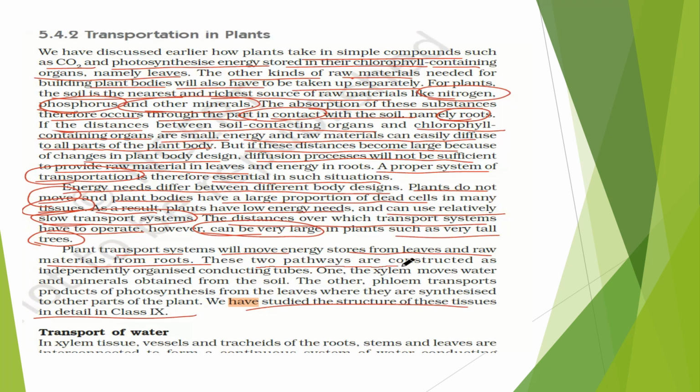Now these two pathways are constructed of independently organized conducting tubes. One is the xylem, which moves water and minerals obtained from the soil, and the other is the phloem, which transports the products of photosynthesis. That is, phloem is moving the food, and xylem is moving the fluid part, the water. Phloem transports the food from the leaves, where it is synthesized, to other parts of the plant. We will study this in detail in the next slides, that is transport of water and transport of food, right? So let us move on.